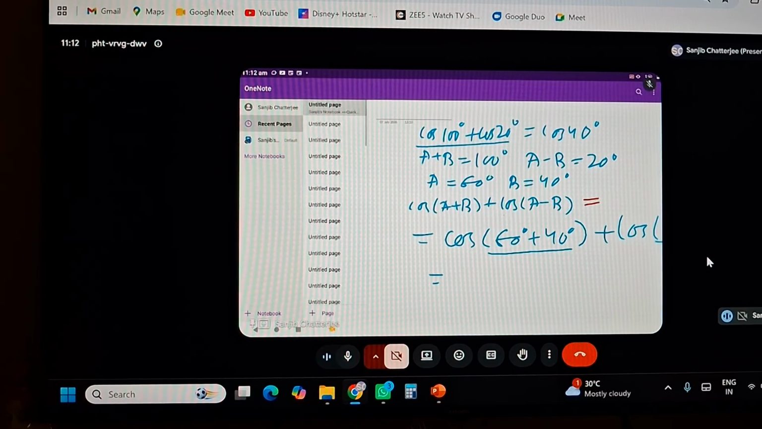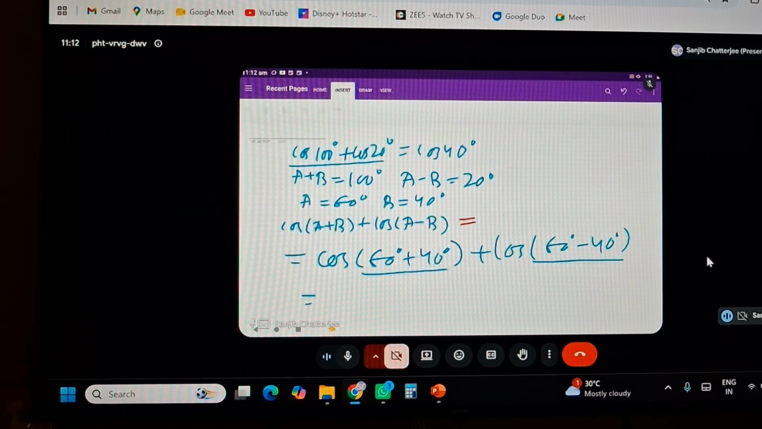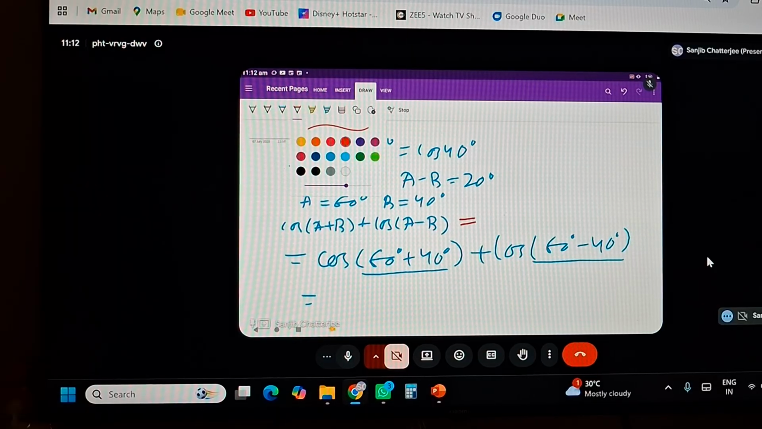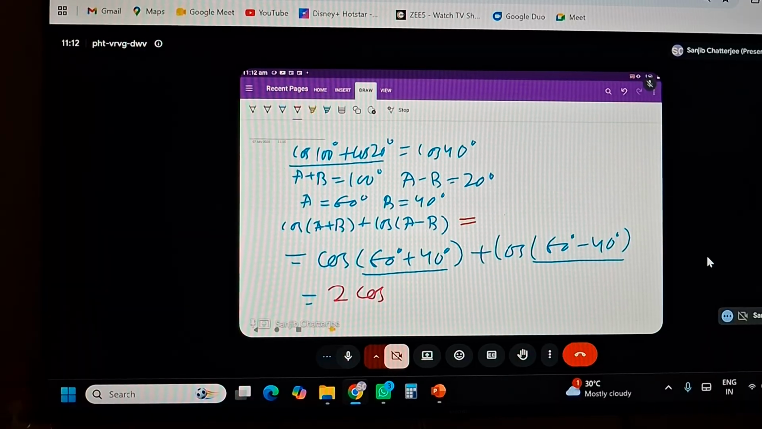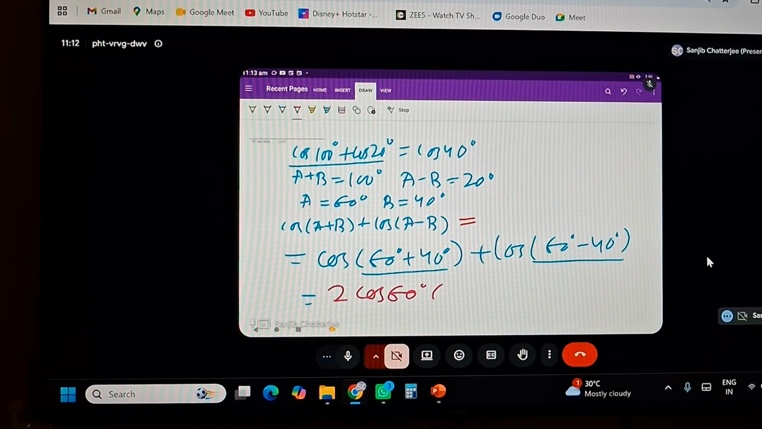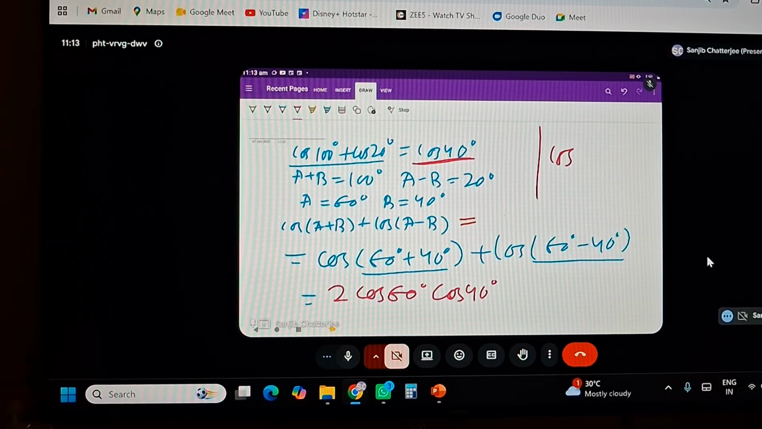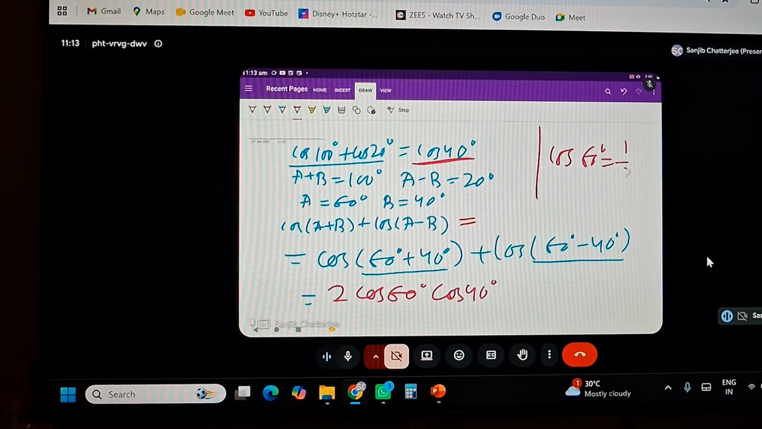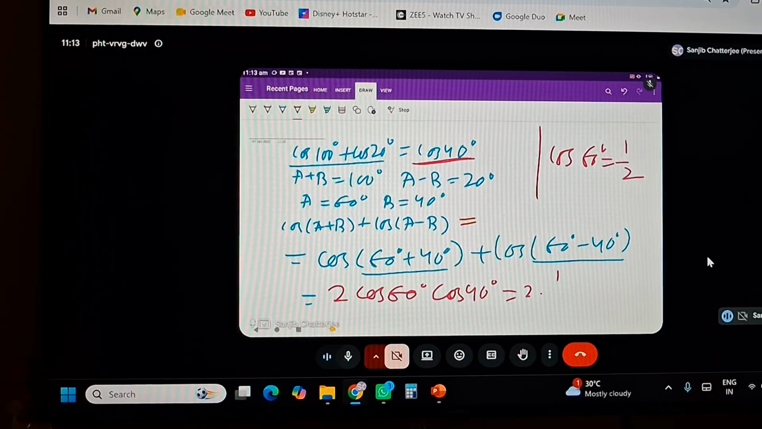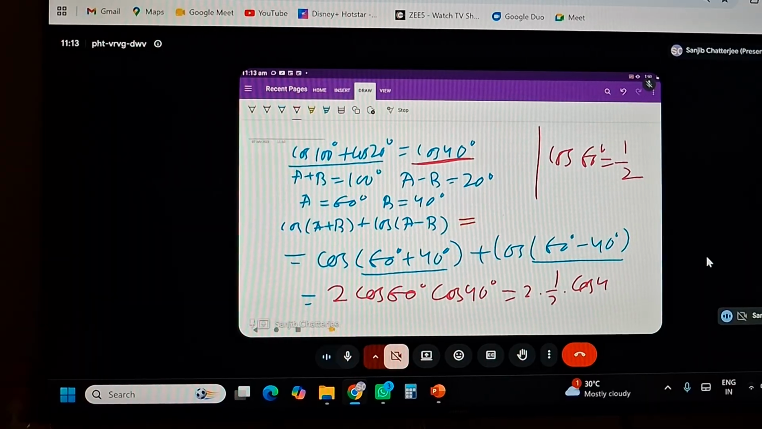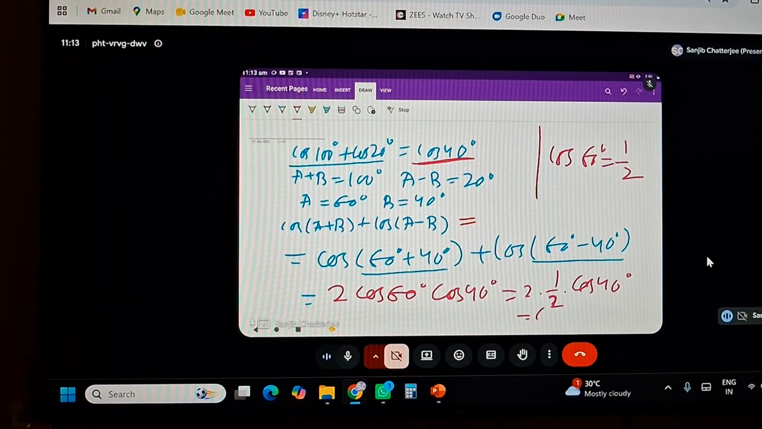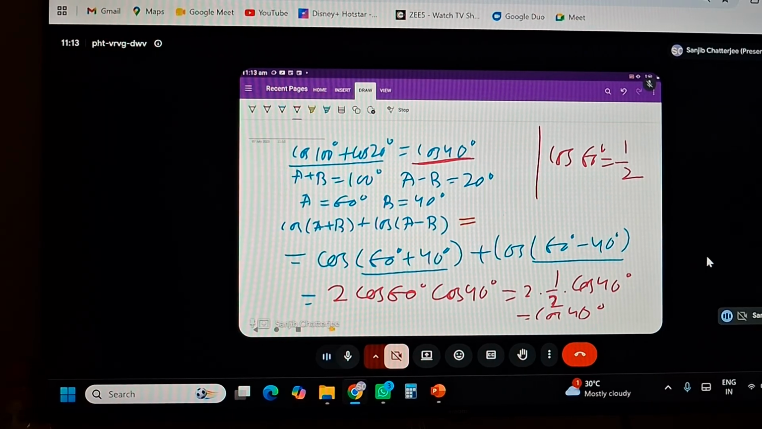So that means we can write here 2 cos a cos b, means cos of 60 degree, then cos of 40 degree. We have to prove it, right? Now we know that cos of 60 degree is equal to 1 by 2. So this will be like 2 into 1 by 2 into cos 40 degree. So your answer is coming, right? Cos of 40 degree. So things are proved, right? So left hand side is equal to right hand side.